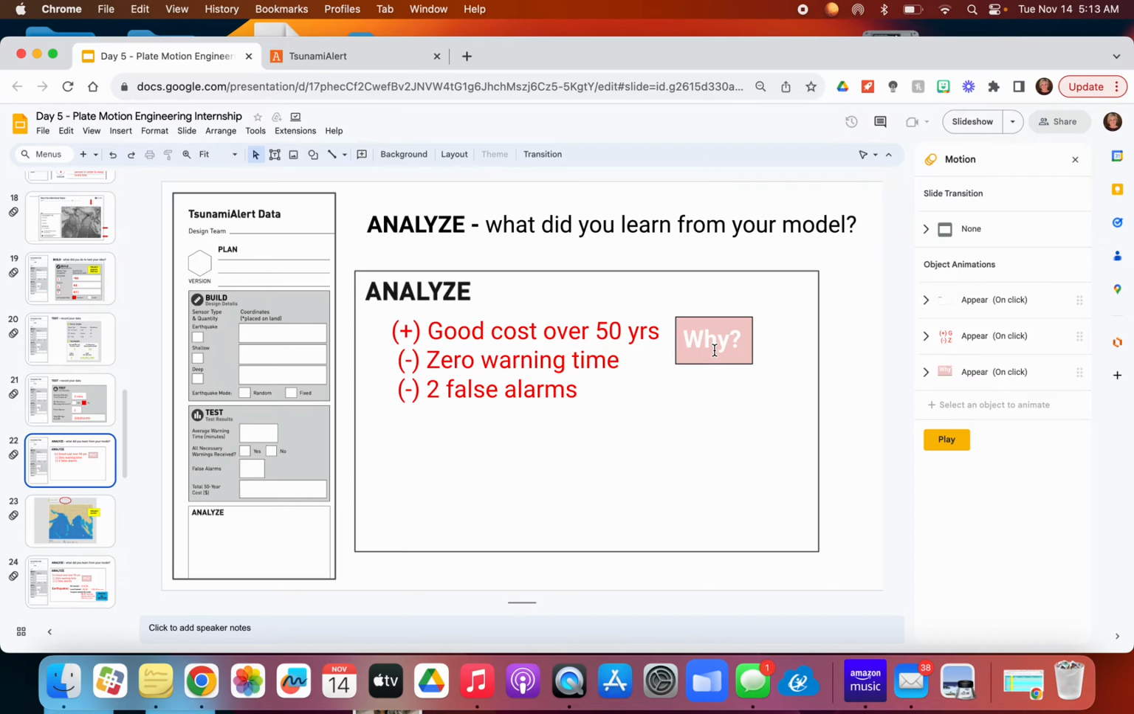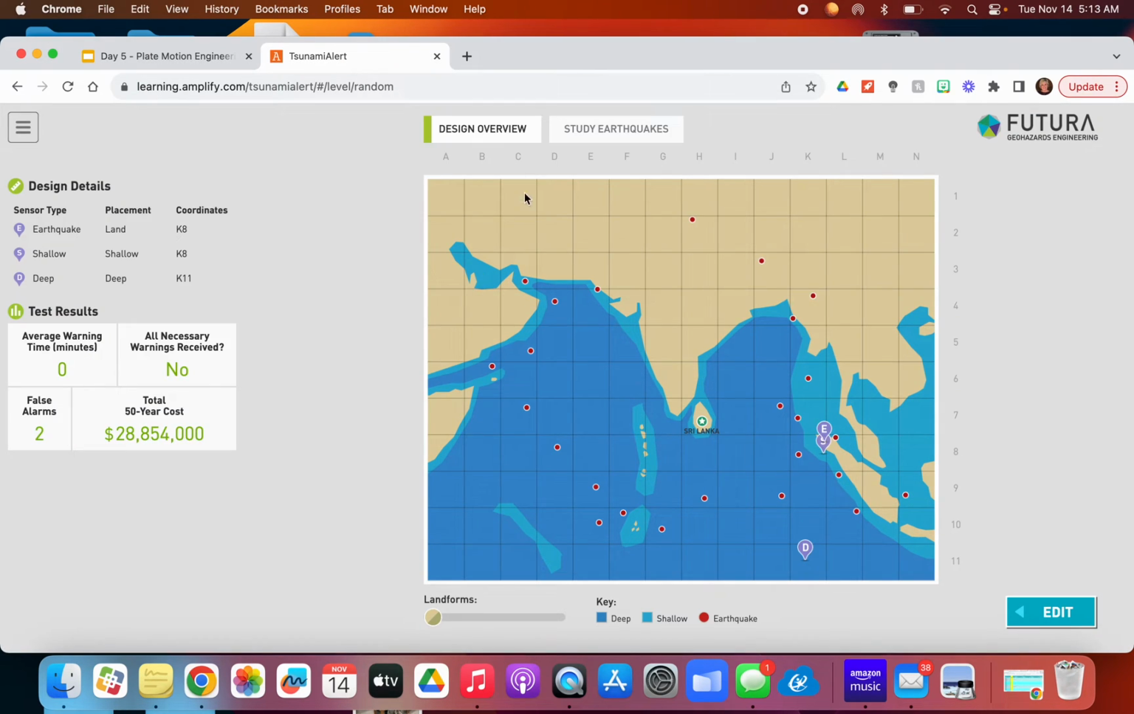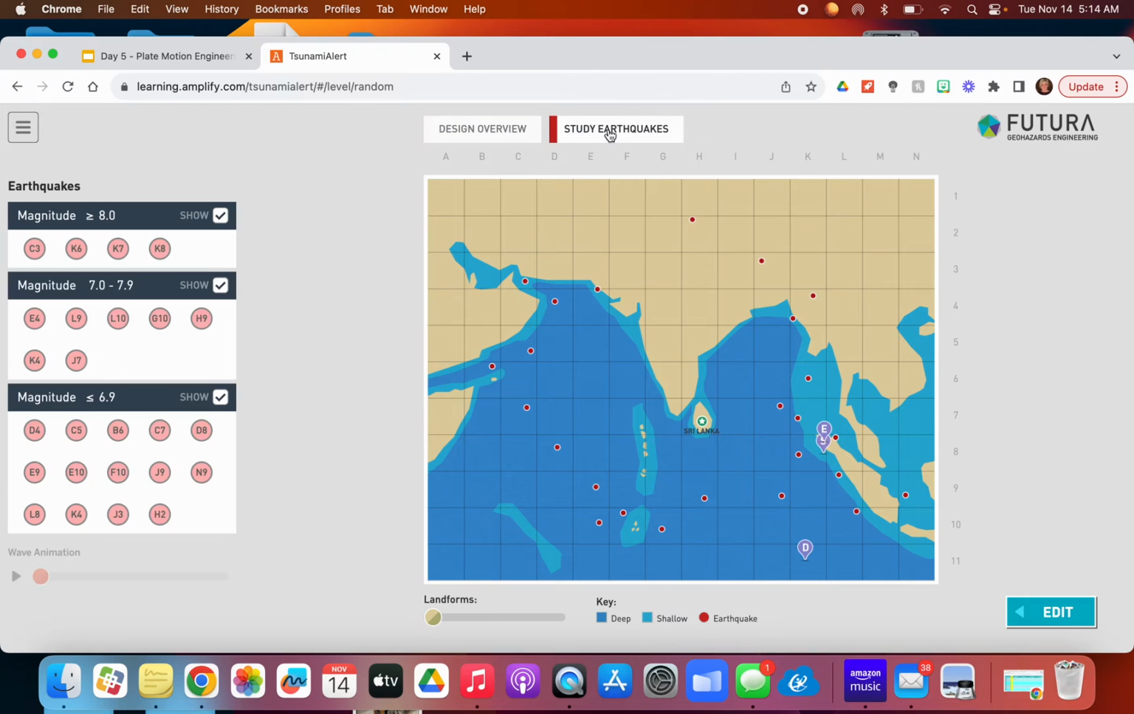This is the analyze part. So if I go back into my tsunami alert, I'm going to look up here where it says study earthquakes. I'm going to click on study earthquakes. And over here on the left, we have an image that shows where all of those red dots are. These are all the earthquakes that occurred in the area over the past however many years.